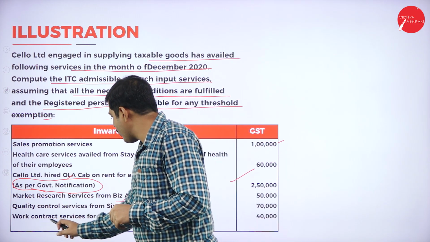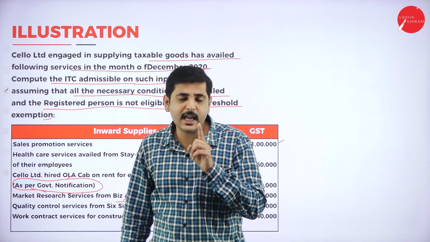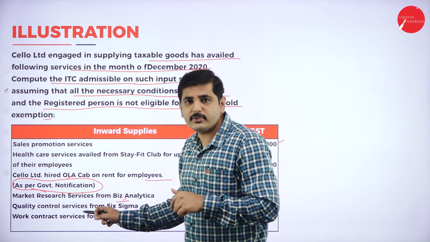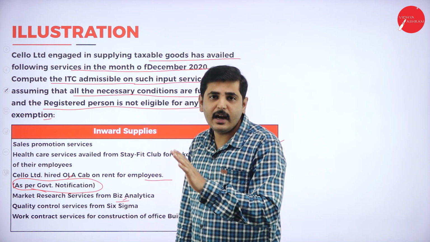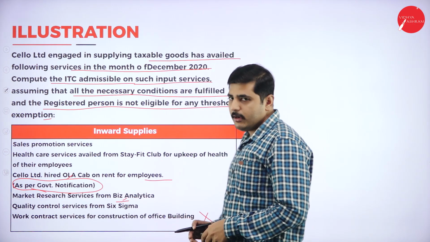Next one, work contract service for the construction of office building. See, office building is a capital expenditure, so ITC is not available. Only for repairs and maintenance of the office, ITC is available. So if it is construction of office building, ITC is not available. Now let's go to the problem.